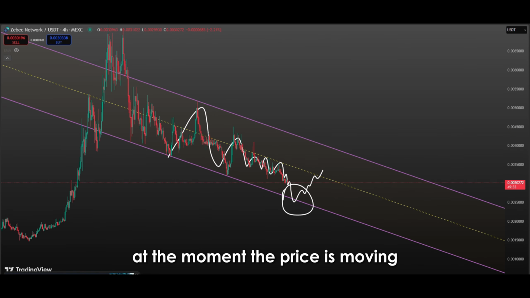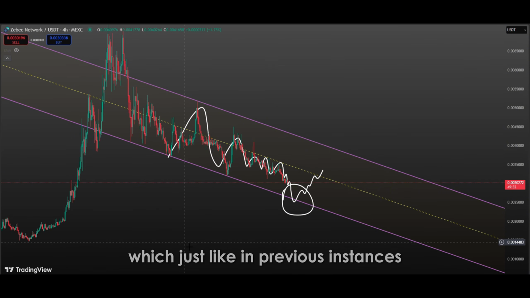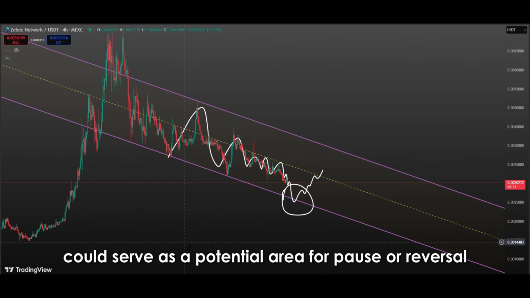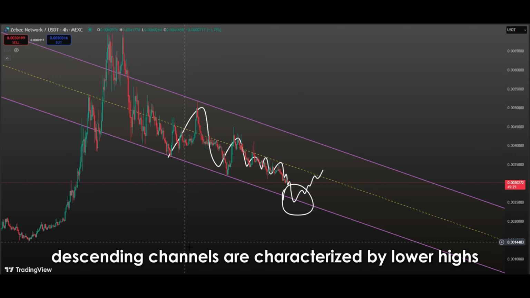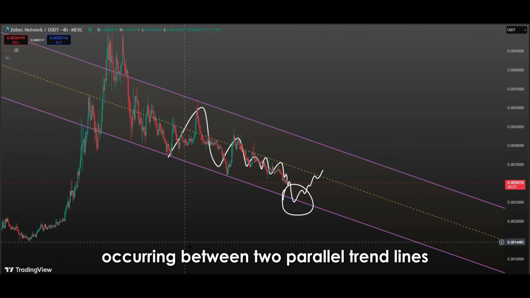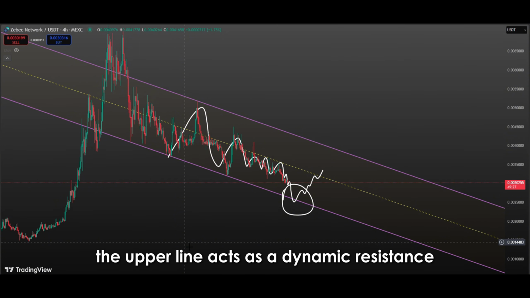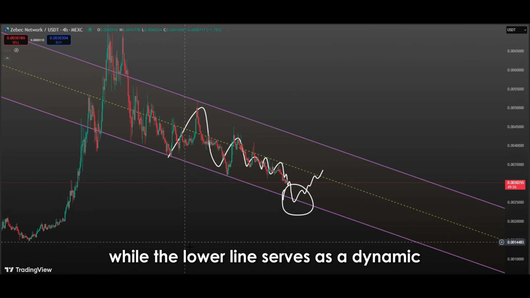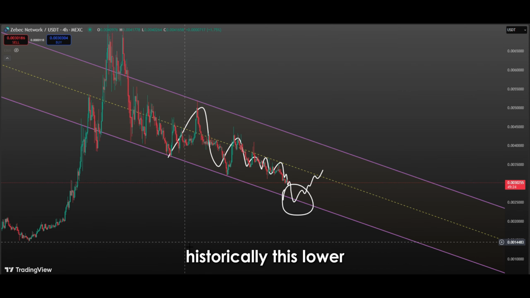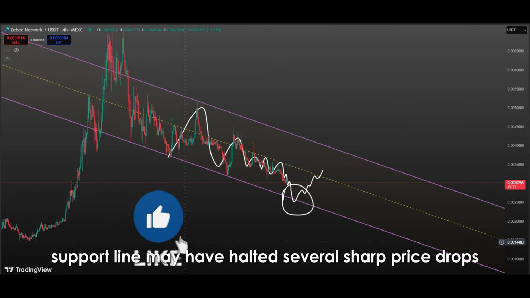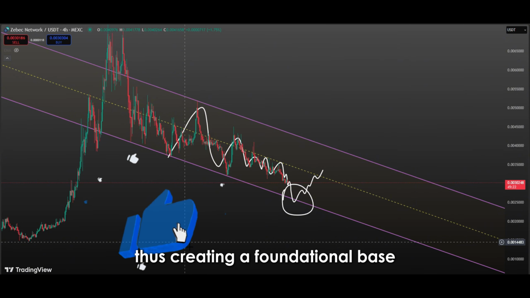At the moment, the price is moving toward the lower boundary of this channel, which, just like in previous instances, could serve as a potential area for pause or reversal. Descending channels are characterized by lower highs and lower lows occurring between two parallel trend lines. The upper line acts as a dynamic resistance, while the lower line serves as a dynamic but gradually strengthening support level. Historically, this lower support line may have halted several sharp price drops, thus creating a foundational base.